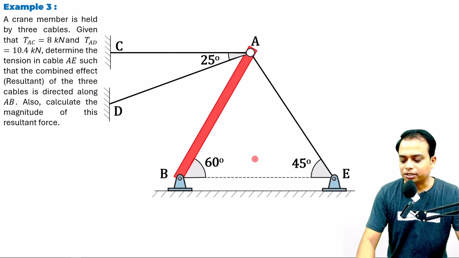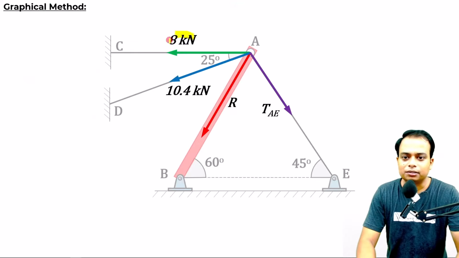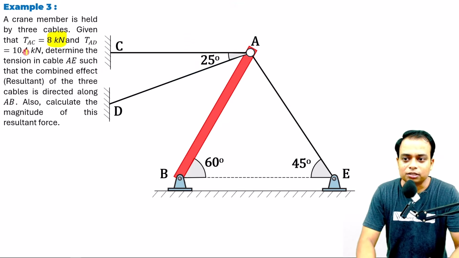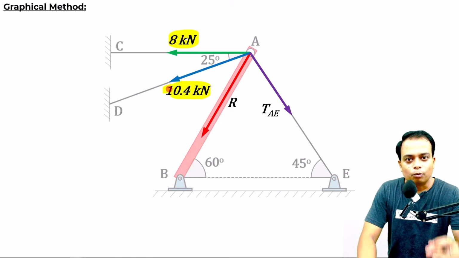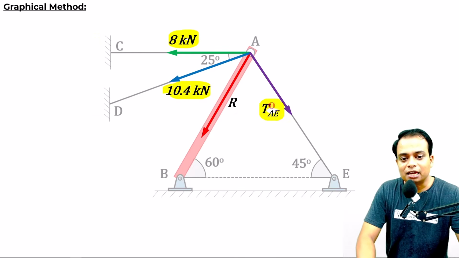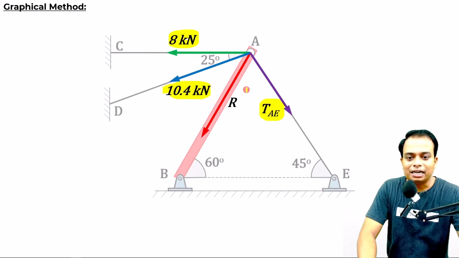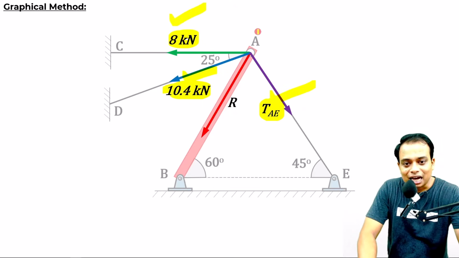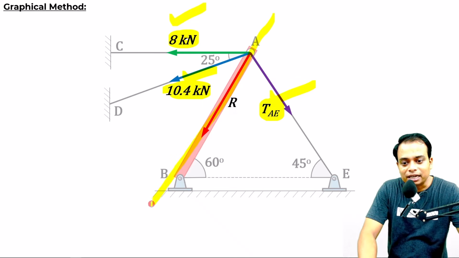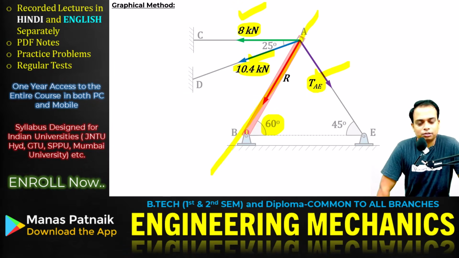We have been given in the question that the tension along this cable AC is equal to 8 kilonewtons. Secondly, tension along this cable AD is equal to 10.4 kilonewtons. What we really need to work out is the tension in the third cable, that is AE, in such a fashion that the resultant of these three forces is along this direction AB, or is at an angle of 60 degrees with the horizontal.